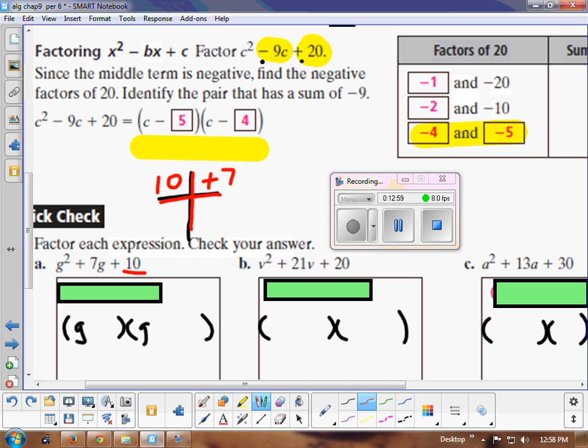I saw on a lot of people's papers, some people had 1 and 10. Well, that adds up to 11. And 2 and 5, and that adds up to 7. So this is the one we want to use. And since the 2 is positive, we put +2, and the 5 is positive, we put +5, and that's our answer. Okay, so your answer should be 2 parentheses together next to each other.